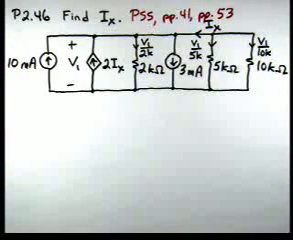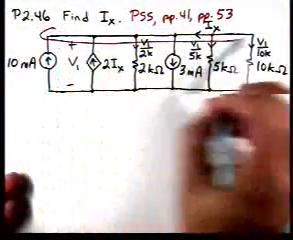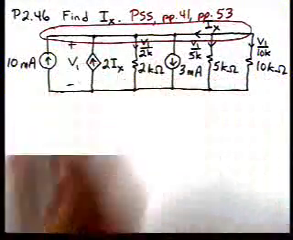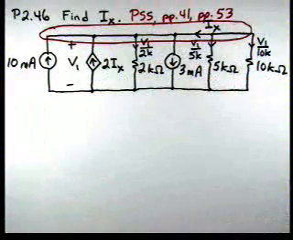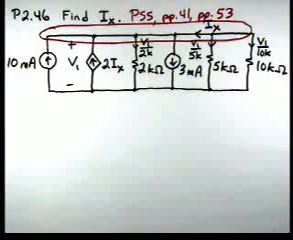Now apply KCL to one of the two nodes, and what we'll do is apply KCL to this top node. And if you look at the problem solving strategy on 53, it says when you write that KCL equation, treat the dependent source as though it were an independent source. So let's sum currents leaving the top node.